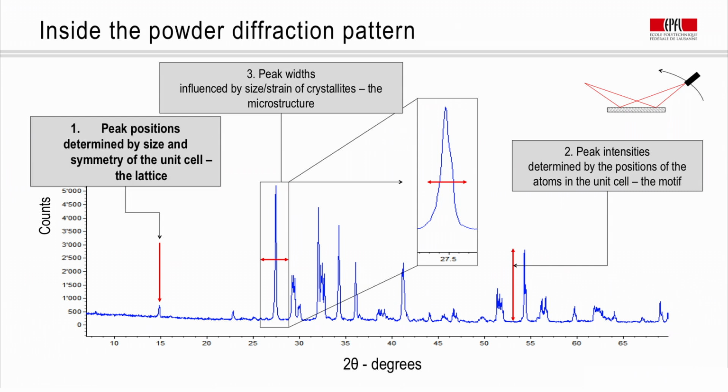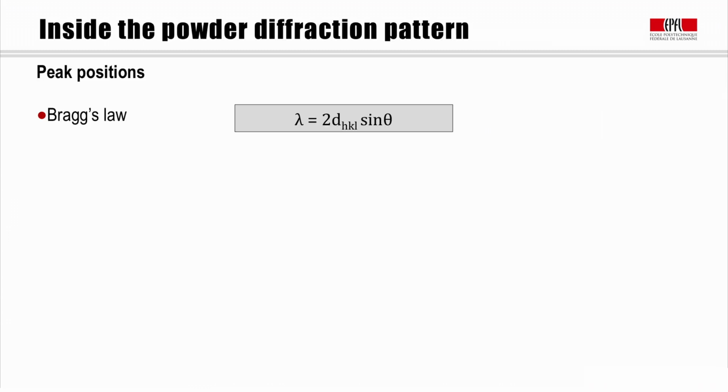Now, let's have a closer look at what determines peak positions. Peak positions are determined by the size and the symmetry of the lattice or the unit cell. The unit cell is the basic building unit of your crystal. It has three dimensions, typically called a, b, and c, if they are different in size. And between these three dimensions, we have angles alpha, beta, and gamma. Depending on the symmetry, whether your lattice is, for instance, cubic, or whether it's triclinic, one or more of these parameters can be identical.